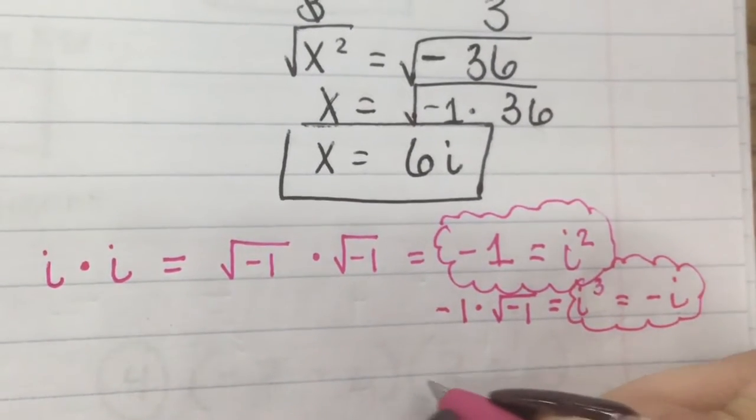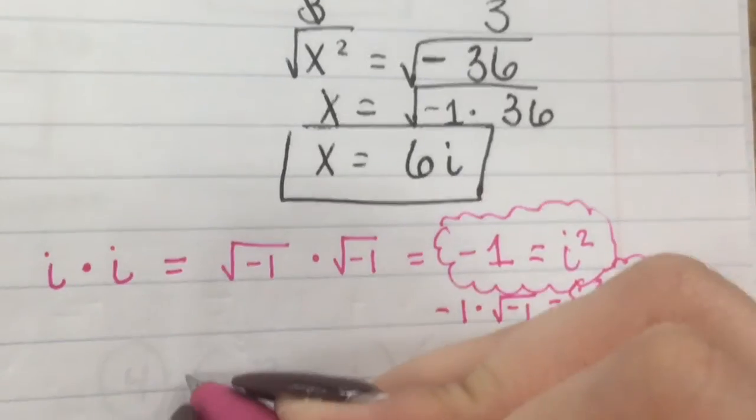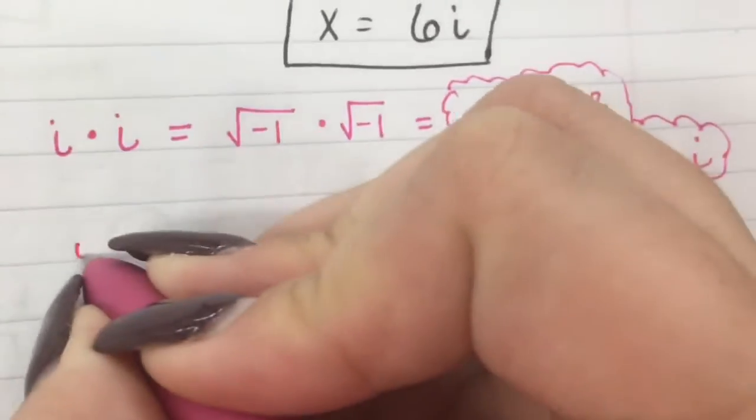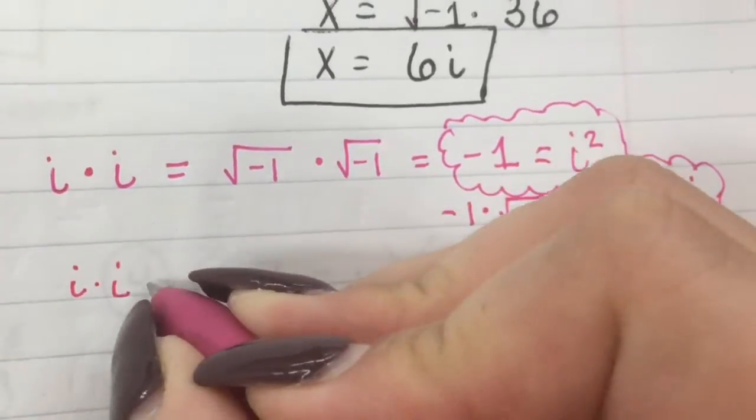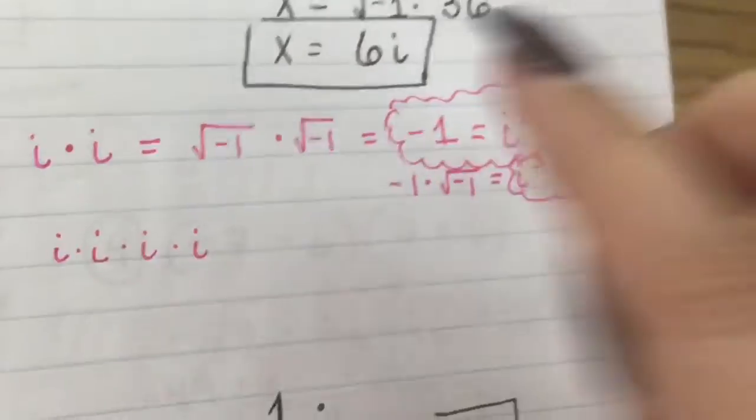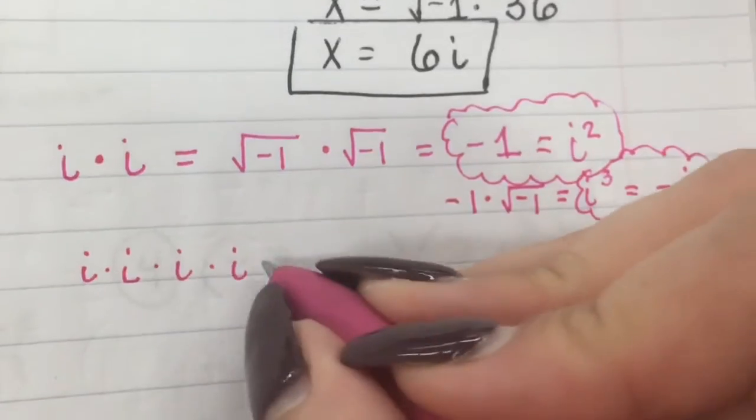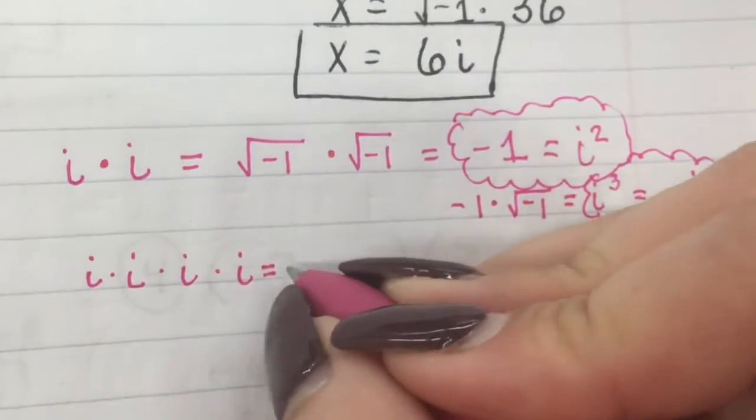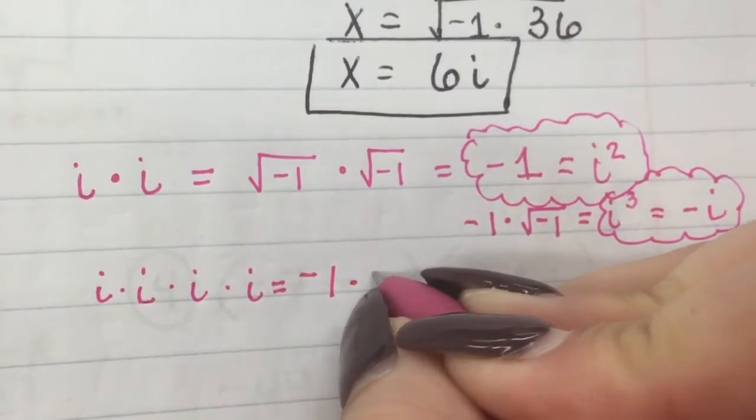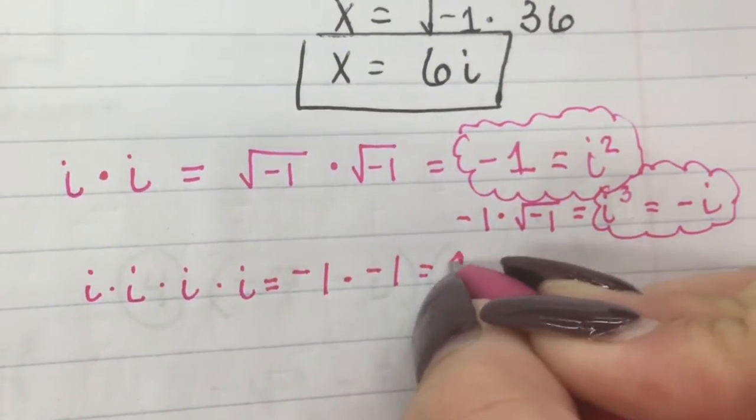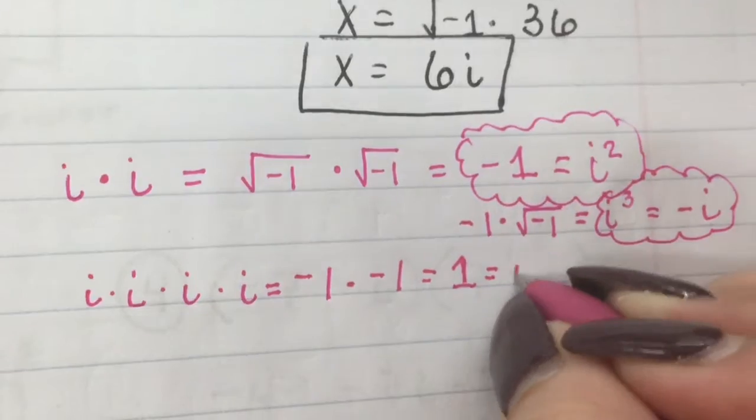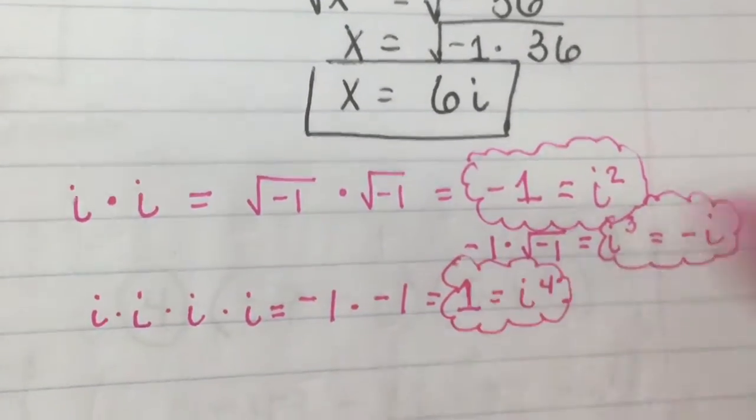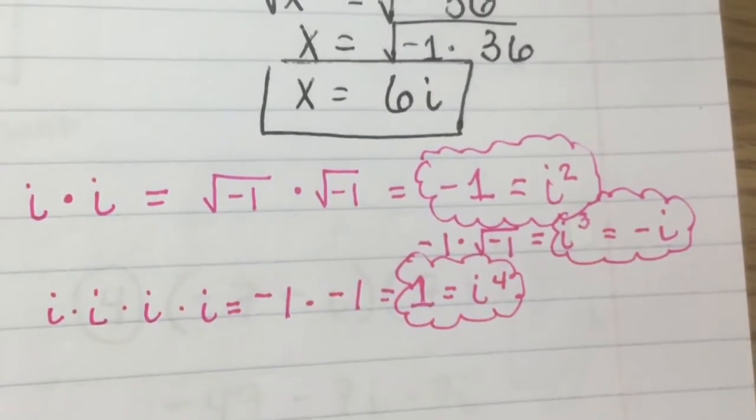So we're trying to train our brains to learn how to simplify i squared, i to the third, and now i to the fourth. So i to the fourth is i times i times i times i, 4 times, right? So we should be cool with i to the fourth being i squared times i squared. So I'm going to write this as negative 1 times negative 1, which is just 1. So I need to train my brain: when I see i to the fourth, that tells me that's equal to 1.